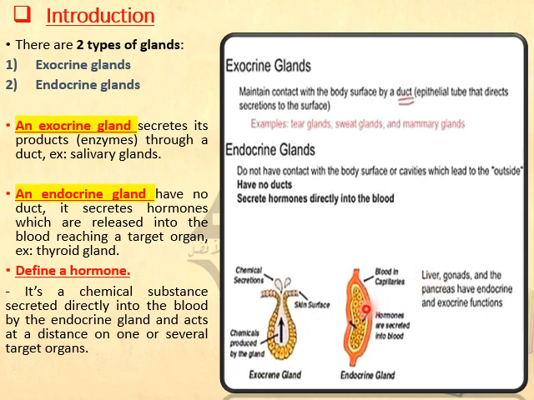We have in our body some glands that are classified as both endocrine and exocrine, such as the liver, the gonads, and the pancreas. They perform both functions, endocrine function and exocrine function. Look here, the exocrine glands secrete their products through a duct. Here, the endocrine glands, the hormones are secreted directly into the blood. So this is the difference between an exocrine and an endocrine gland.